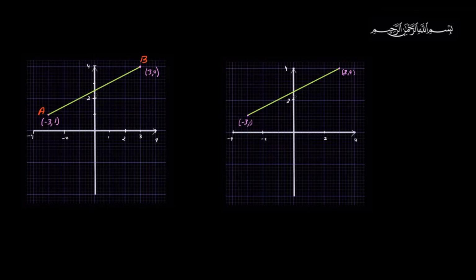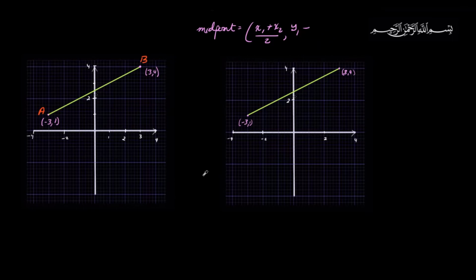So just as a review, the midpoint formula is simply the average of the x's, x1 plus x2 divided by 2, and y1 plus y2 divided by 2, and that will give you the midpoint between any 2 points given on a Cartesian plane. But today I want to do something more interesting.